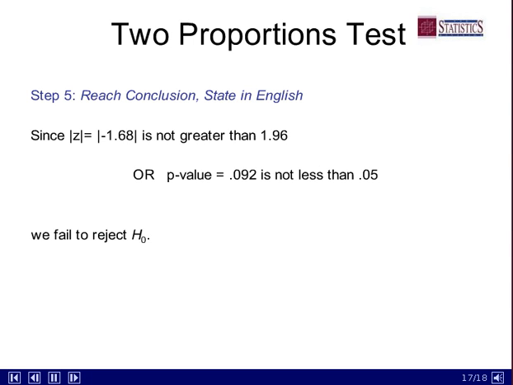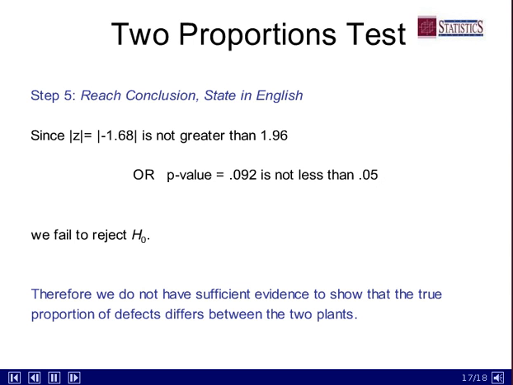So, since the absolute value of z, 1.68, is not greater than 1.96, or the p-value equal to 0.092 is not less than 0.05, we would fail to reject. Therefore, there is not sufficient evidence to show that the true proportion of defects differs between the two plants. Even though we had double the amount of defects in B, we did not have enough evidence to statistically say that they were different.